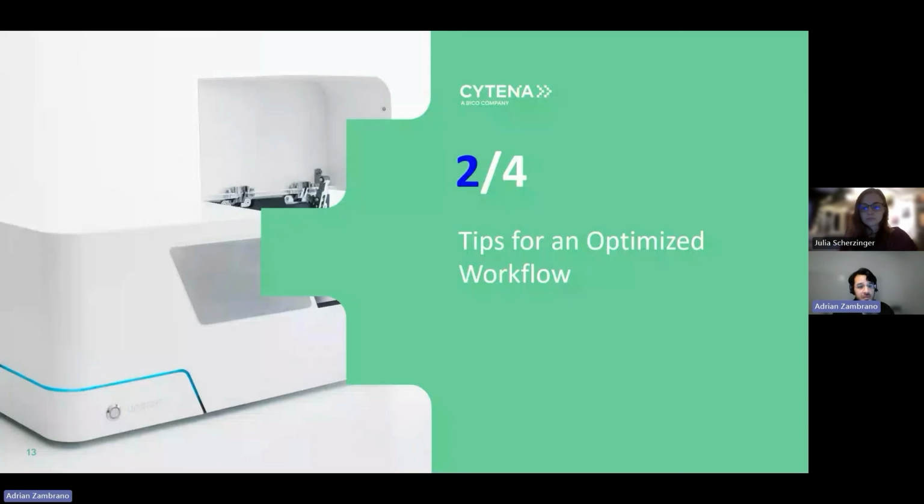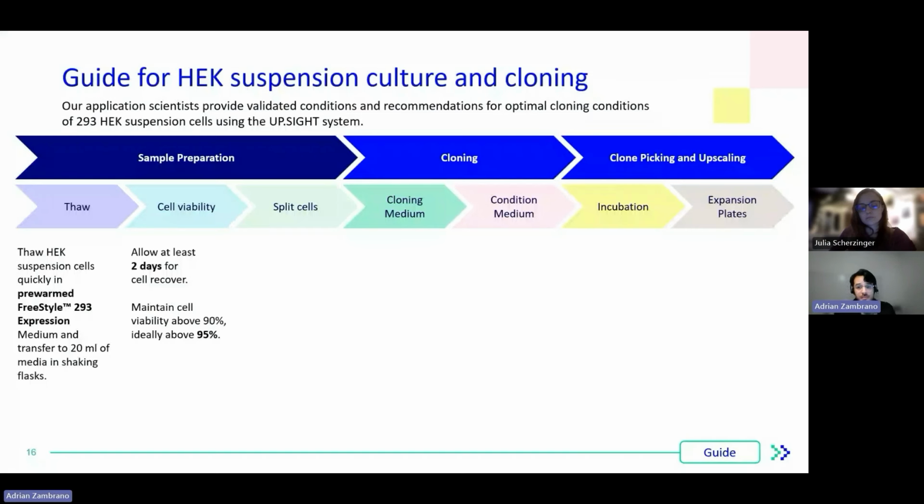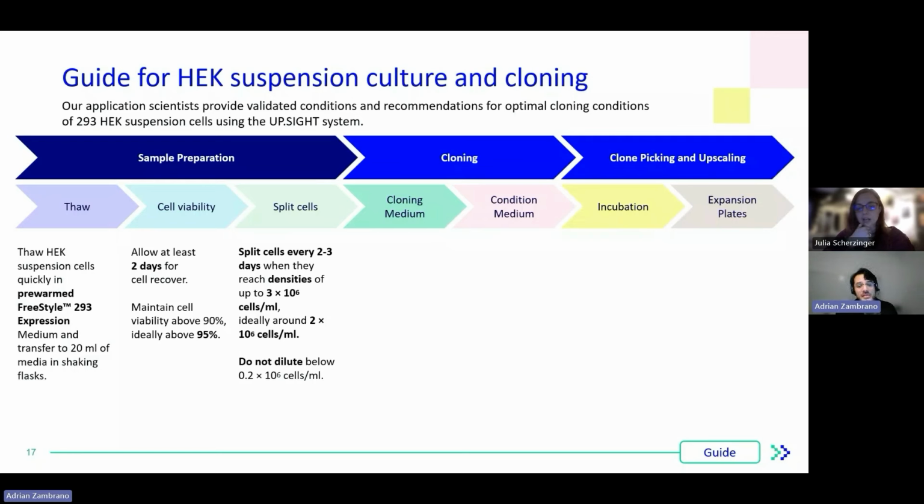So we first start by thawing the suspension cells in pre-warmed FreeStyle 293. They were transferred into 20 milliliters of media in a shaking flask. Then we allowed at least, I would say, two days for cell recovery, always checking that they maintain high viability before splitting, of course. Splitting the cells when they reach up to 3 million, ideally 2 million cells per milliliter. And one interesting finding was to not let the cells dilute below 200,000 cells.